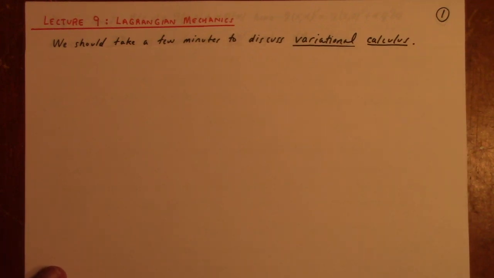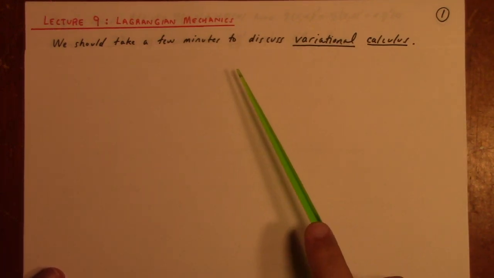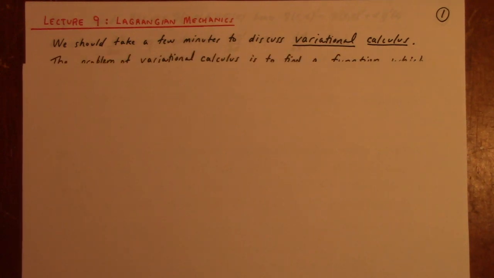So here I'm taking a little detour from Carroll's book. Well, I mean, he has some of this, but I'm going to expand a bit and just tell you a little bit of my own thinking on these things. So I just want to take a few minutes to discuss what's called variational calculus.